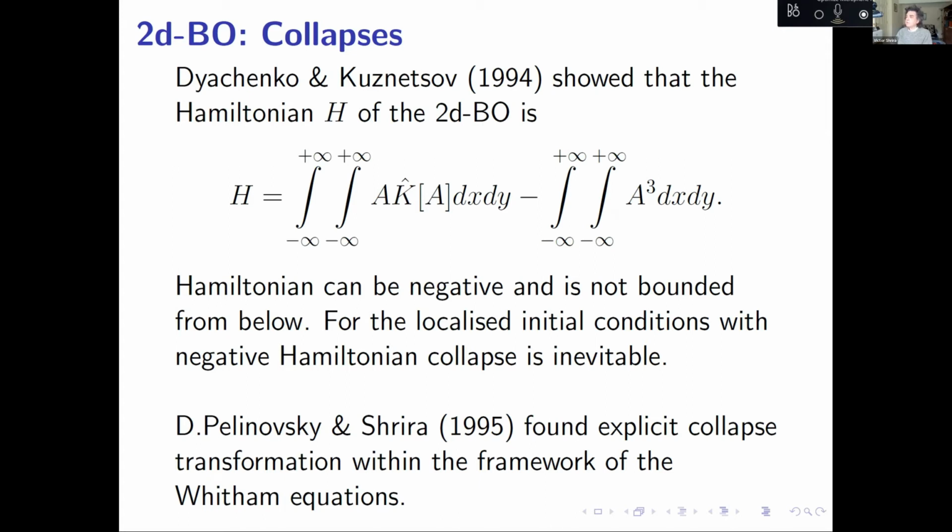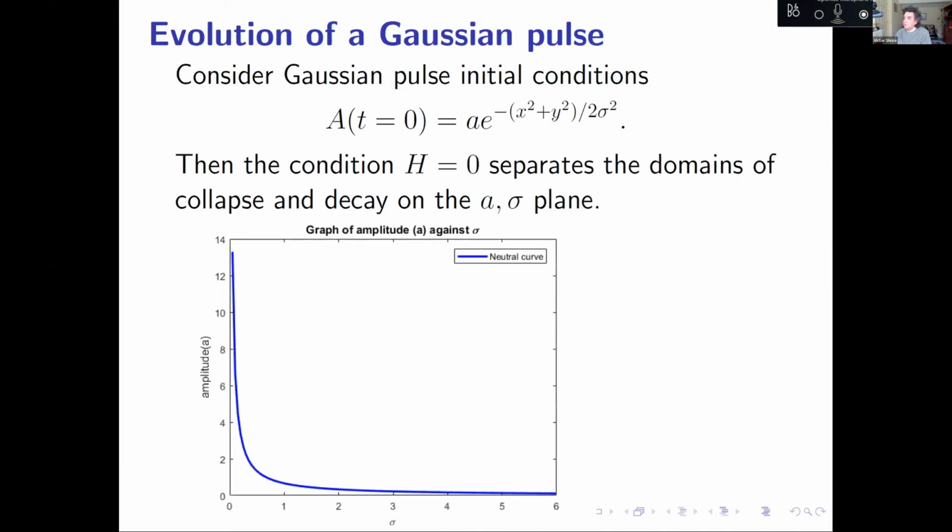This equation was intensively studied, and in particular, Dyachenko-Kuznetsov showed that Hamiltonian H of this equation can be written like this, and Hamiltonian can be negative and is not bounded from below. And this implies that for those situations where Hamiltonian is negative, for the localized initial condition, collapse is inevitable. So what is collapse? Collapse is kind of self-focusing, which results in perturbation developing singularity in finite time.